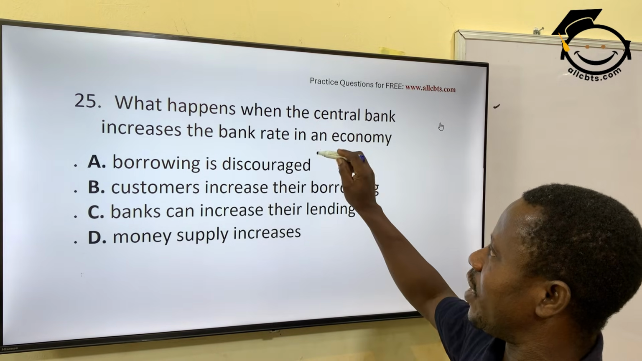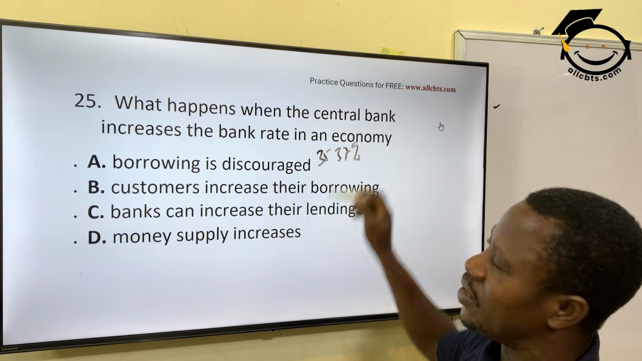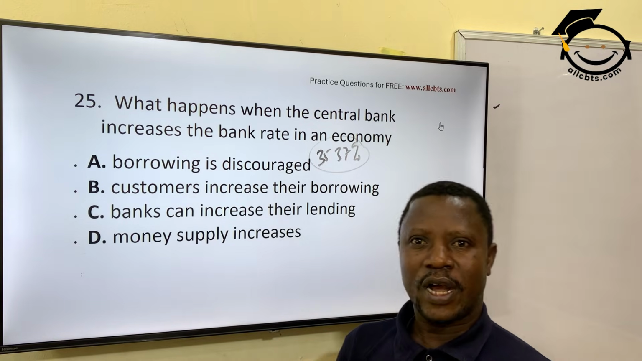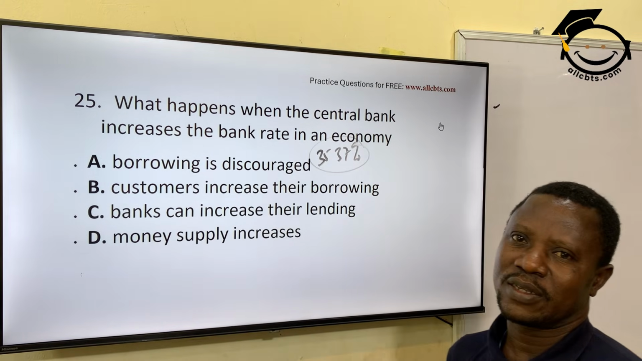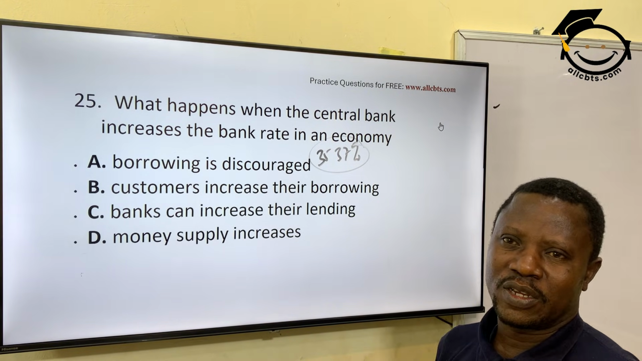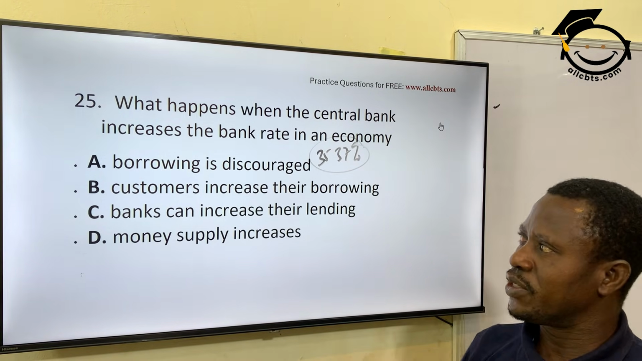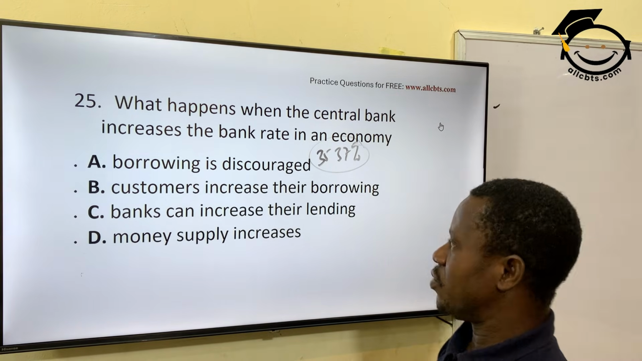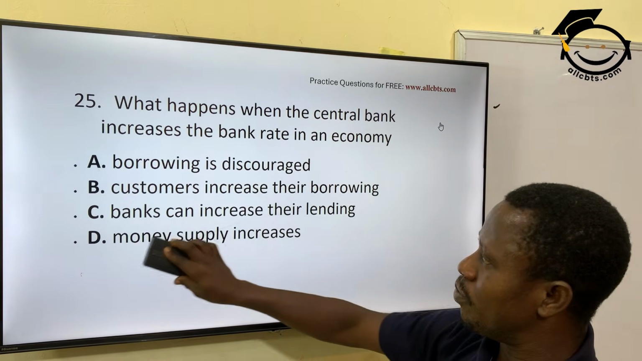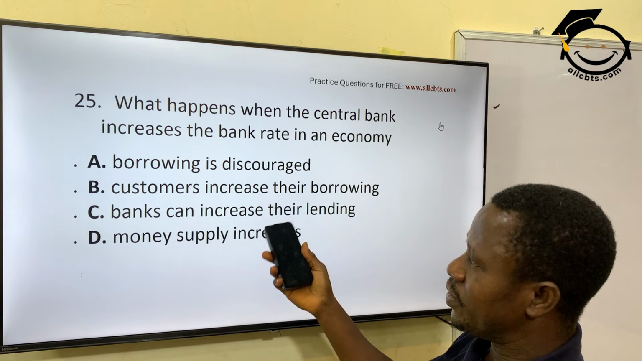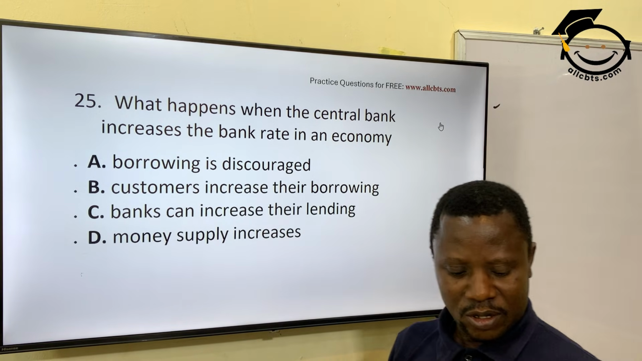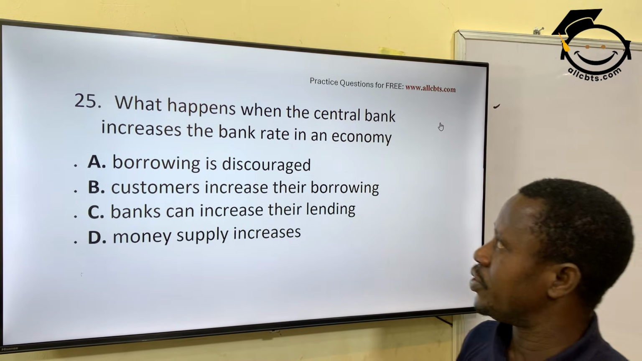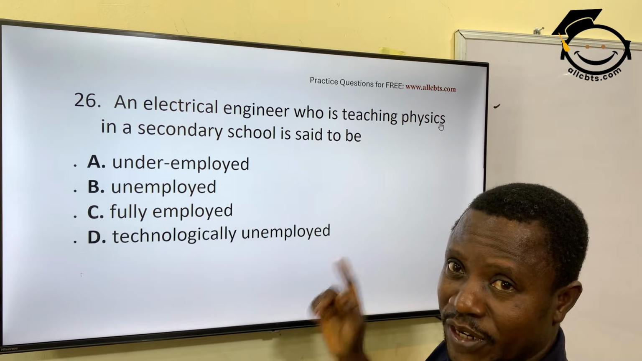I'll give an instance: we are getting 35 or 37% as interest rate for money we are borrowing for a small scale business. What are you going to use the business to do, and pay back within 6 months or 1 year from commercial banks? How do you make your profit? How do you survive? How do you float? How do you pay your bills? So it discourages borrowing, and the money supply will decrease. The banks too will not be able to increase their lending because they too will have less, because of the rate of the central bank. Option A is the correct answer. Borrowing is discouraged, and that's what we have in Nigeria today.